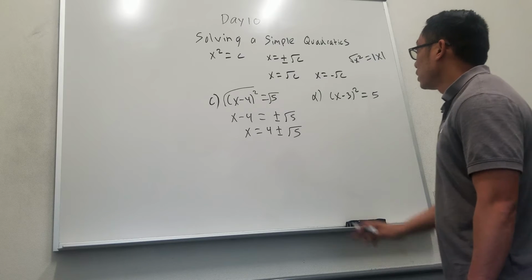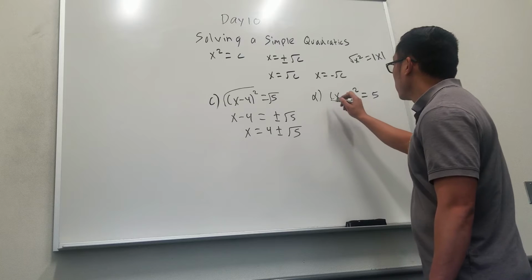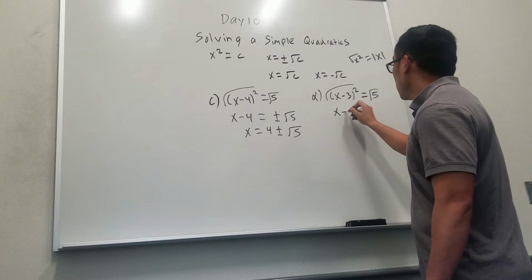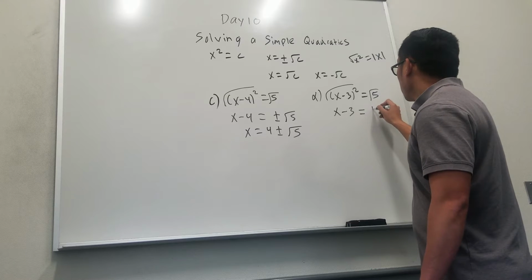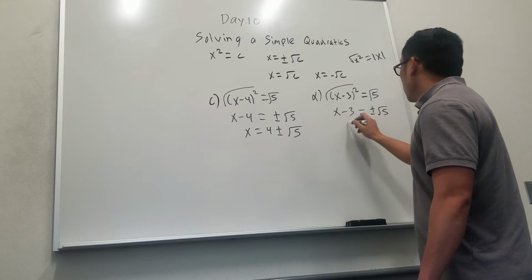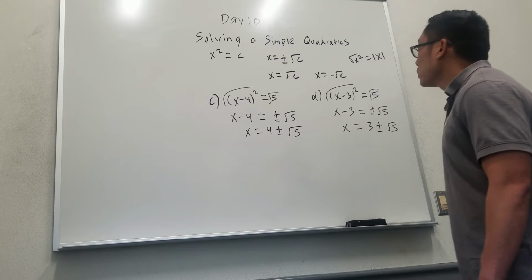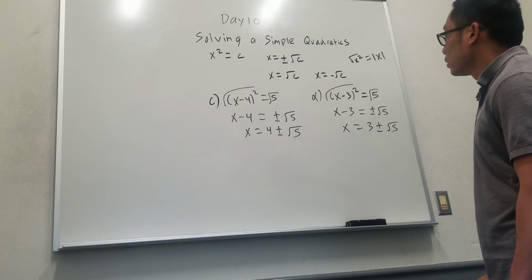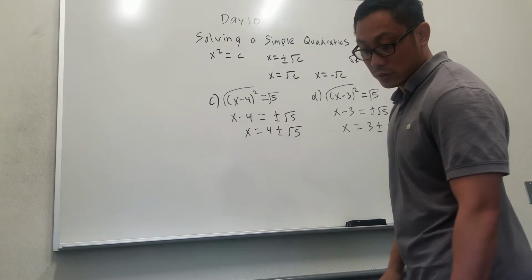I want it to be the same as this one. Taking the square root of both sides, right? It's basically the same idea, same step. Plus or minus root 5. x is equal to 3 plus or minus root 5. Same idea, same steps. That's all you have to do. Now we're finished solving simple quadratics.